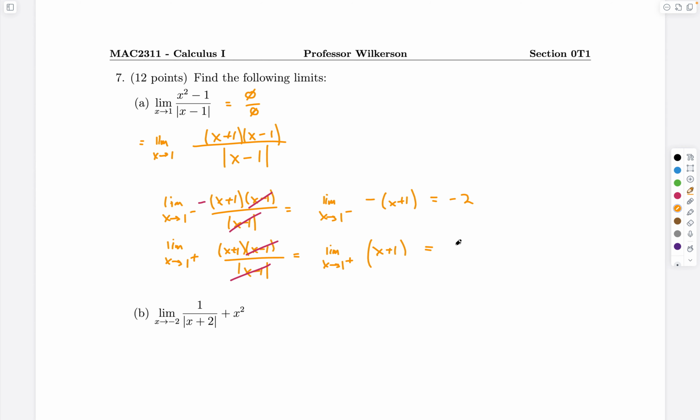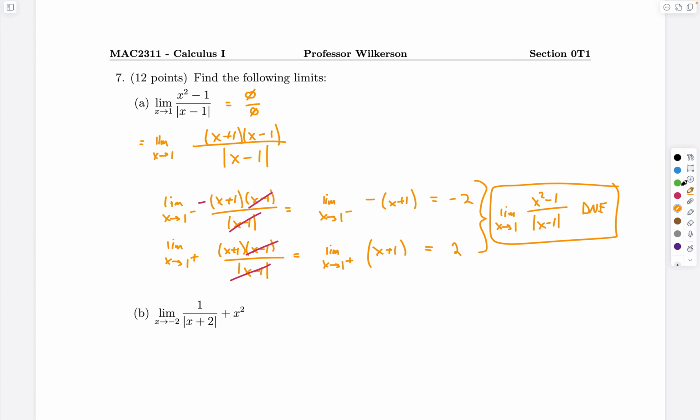You plug in 1, 1 plus 1 is 2. Well, what do I notice? These two are not the same, right? The left side goes to -2, the right side goes to +2. Therefore, this limit, as x goes to 1 itself, two-sided, of (x squared minus 1) over (absolute value of x minus 1) does not exist, okay? The limit does not exist here because our two sides are not corroborating, right? They're not going to be equal.